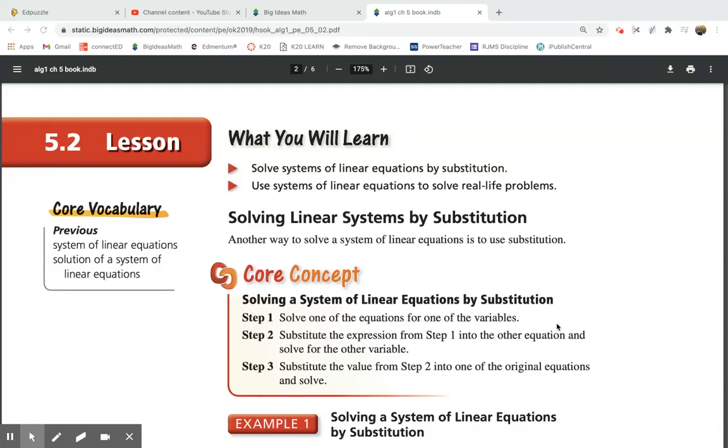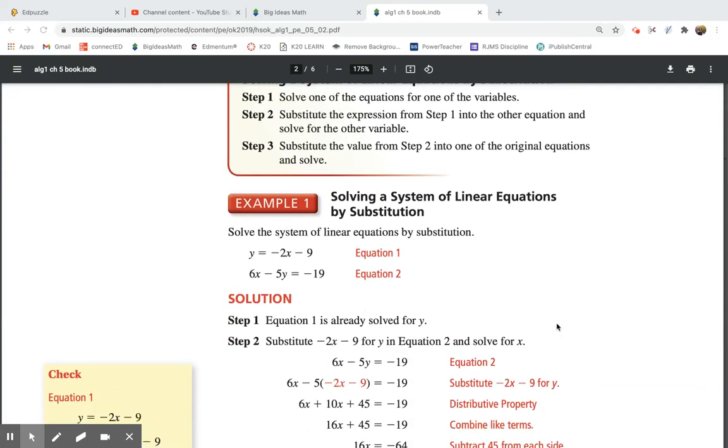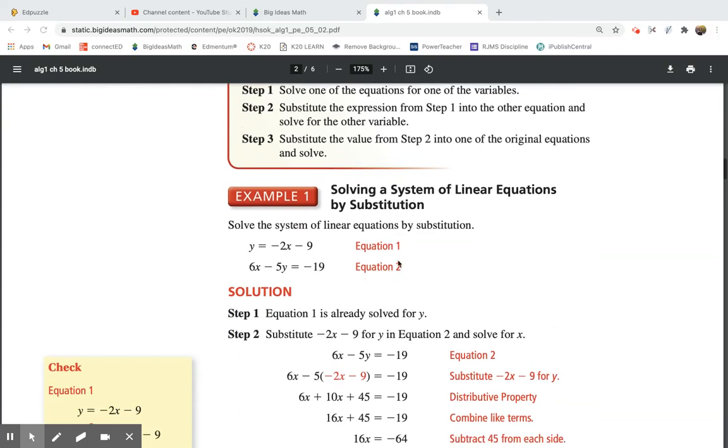Okay, this is lesson 5-2, solving systems of equations by substitution. On this one, you're going to be plugging one equation into the other one and solving. You're substituting it in. So this first example, they give us two equations and it says solve this system of linear equations by substitution.